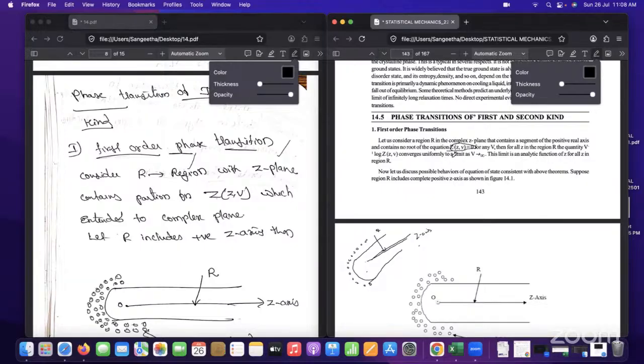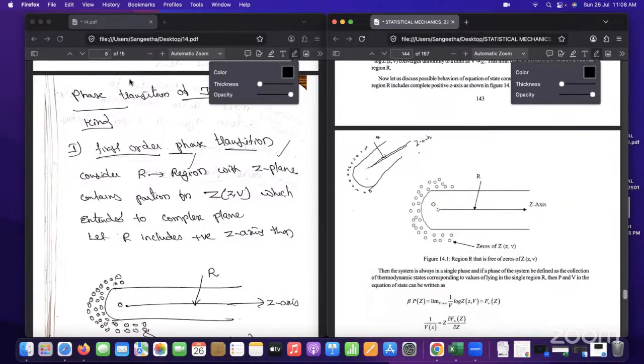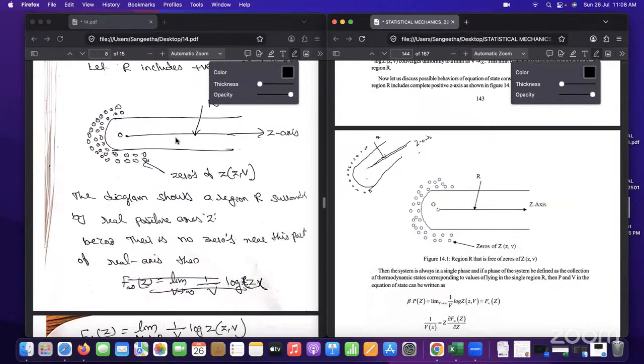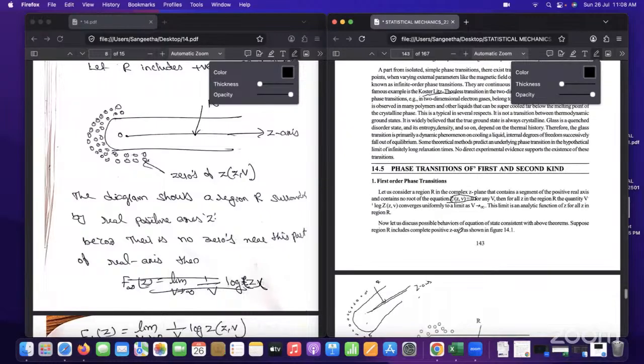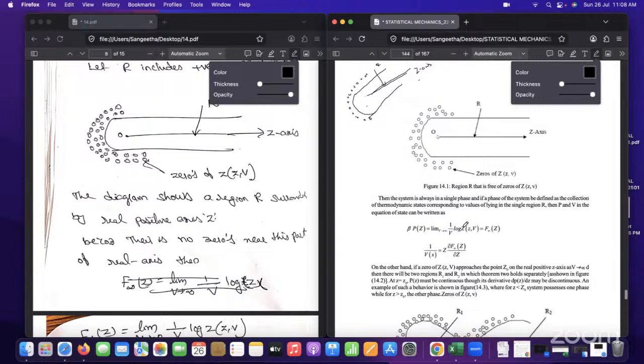To this partition function, here we are concentrating on the positive Z axis. So all these are zeros of the partition function, like these circles we have. All these are zeros of the partition function. To this one, with some region, I am applying pressure P and volume V, then the equation is rewritten. What is the equation we have?